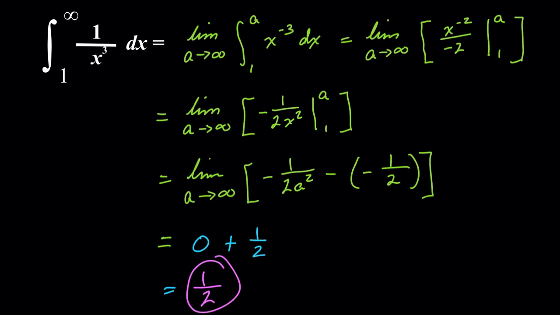And now you can evaluate this problem. So as a approaches infinity, this fraction is going to approach 0, which is going to leave us with minus negative 1/2, or positive 1/2, as our answer. So if you look at the graph of this, the area between the curve and the x-axis from 1 to infinity will approach a value of 1/2. Is it exactly 1/2? Not exactly, because it approaches. It is a limit problem.